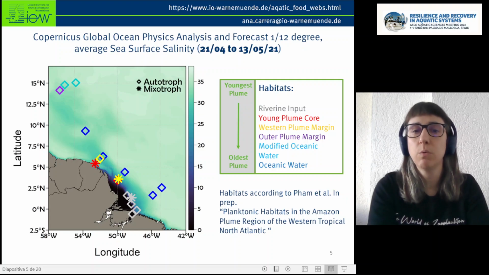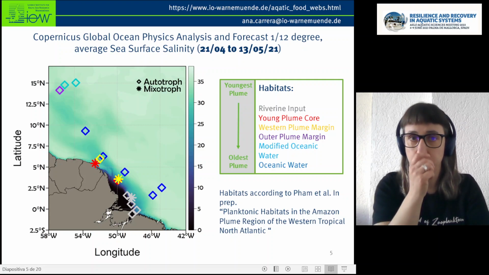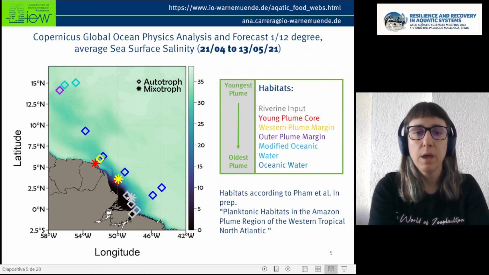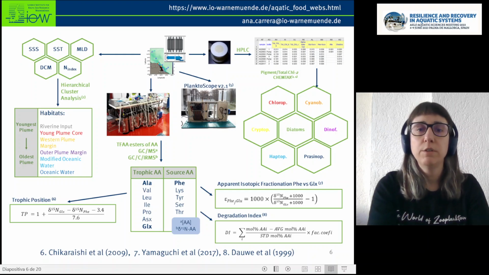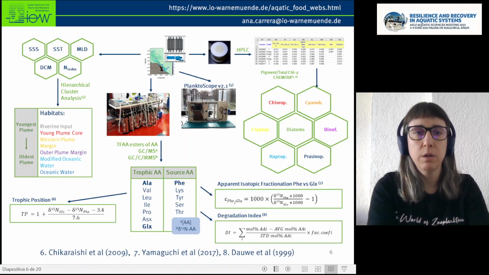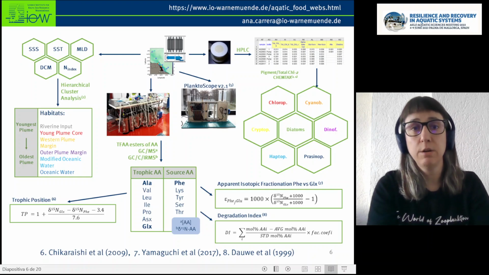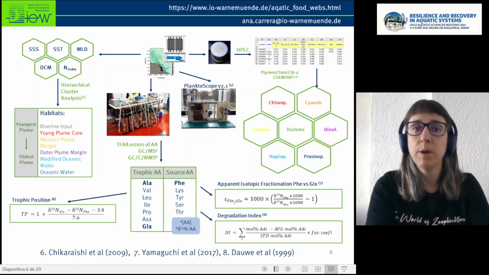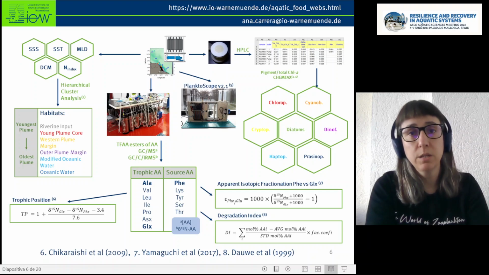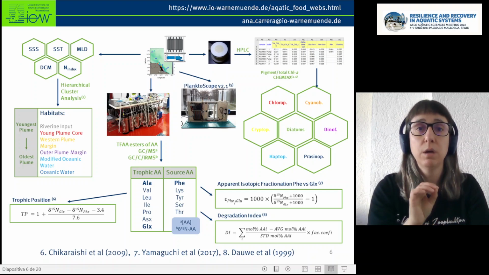And then we have the oceanic water in dark blue, which are waters with no influence of the plume at all. And there's a manuscript that we are going to submit soon explaining how this approach was done. But basically, what we did was use satellite-derived variables, and you see them here in the upper left corner: sea surface salinity, sea surface temperature, mixed layer depth, the depth of the deep chlorophyll maximum, and a nitrate availability index. We applied a hierarchical cluster analysis to them and found 8 habitats. But for this study, we only got samples in 6 of them.